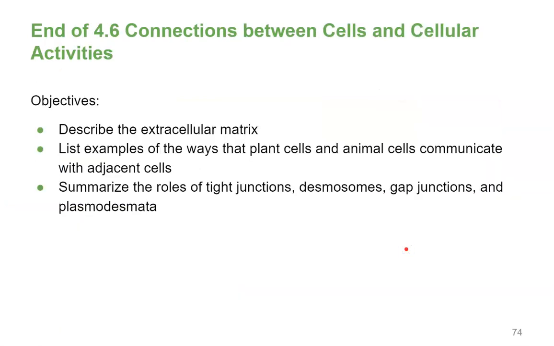And that's the end of 4.6. So hopefully now you can describe what extracellular matrix means and list different ways that plant and animal cells communicate. And that is it for chapter 4. So hopefully you learned about cells, how we can study cells, what cells are, the difference between prokaryotic and eukaryotic cells, and then the difference between plant and animal cells, which are eukaryotes.